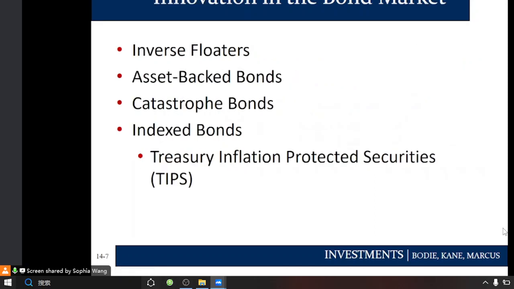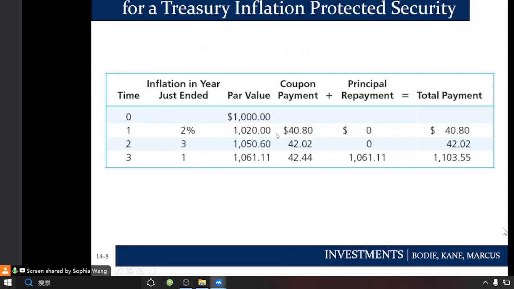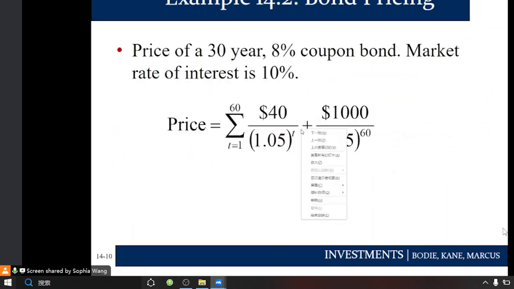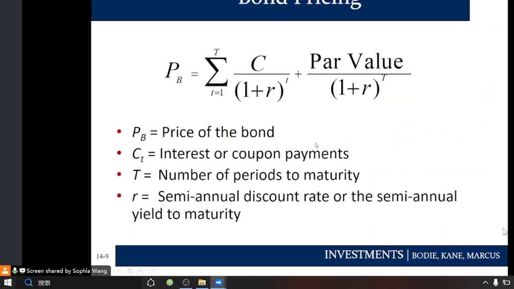And for the innovation in the bond market, we can see that there are different kinds, like inverse floaters, asset-backed bonds, many kinds of different bonds. I will not introduce this in this class. If you are interested, you can refer to the textbook by yourself. Okay. And for this one, this is the bond pricing model.